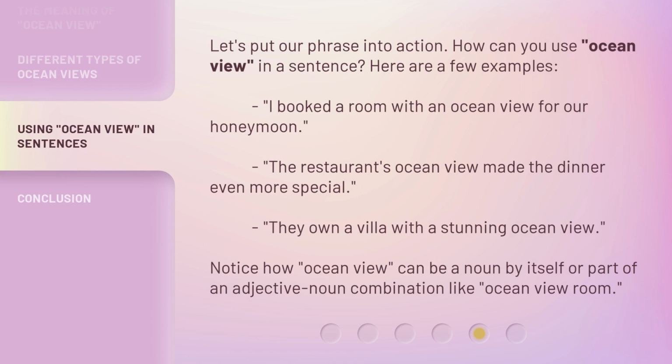Let's put our phrase into action. How can you use ocean view in a sentence? Here are a few examples. I booked a room with an ocean view for our honeymoon. The restaurant's ocean view made the dinner even more special. They own a villa with a stunning ocean view. Notice how ocean view can be a noun by itself or part of an adjective-noun combination like ocean view room.